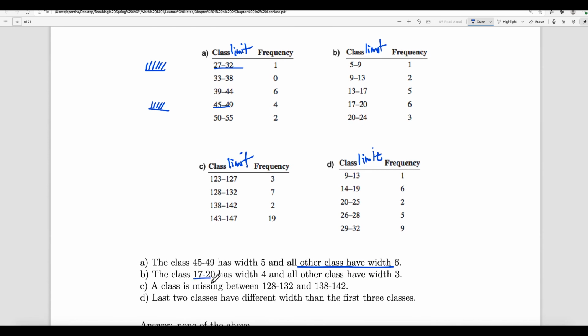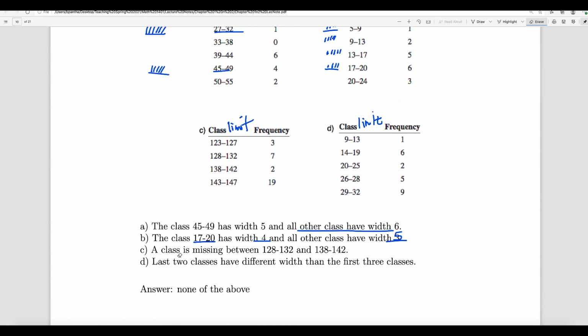In B, the class 17 to 20 has class width 4, and the other classes have class width 3. See, what is the class width of 5 through 9? 5, 6, 7, 8, 9. Oh, it's 5. 9 through 13: 9, 10, 11, 12, 13. 5. Oh, the others have class width 5, not 3. This one has 13, 14, 15, 16, 17. This one has 17, 18, 19, 20, 4. And another way is, these are the class boundaries there, right? Even if it is a class boundary, it is not correctly constructed because of the class width. Although I wrote limit, if the limit was not given, then you can say that this is the class boundary, because there is no gap. No gap means it is a class boundary, but the class widths are not the same. That's why it is not correctly constructed.